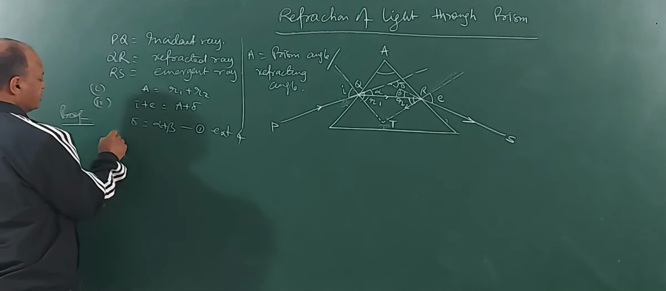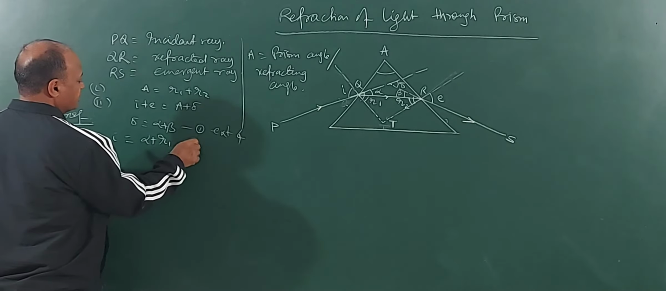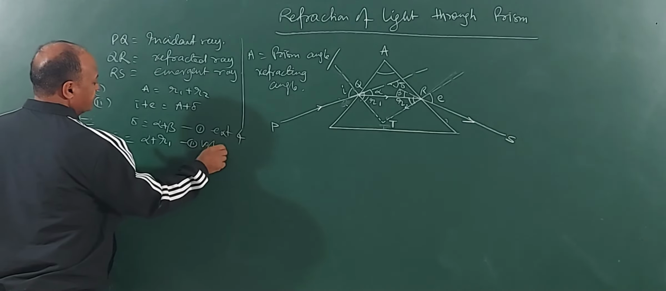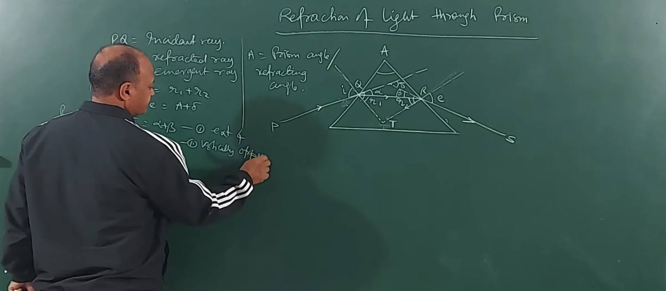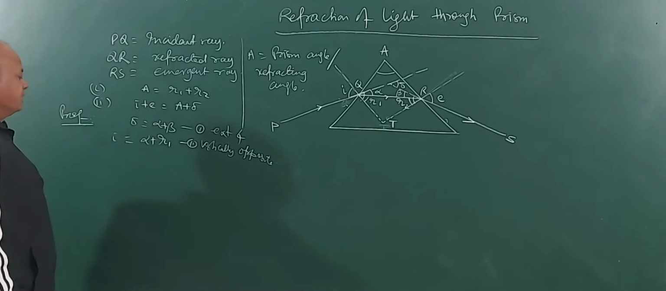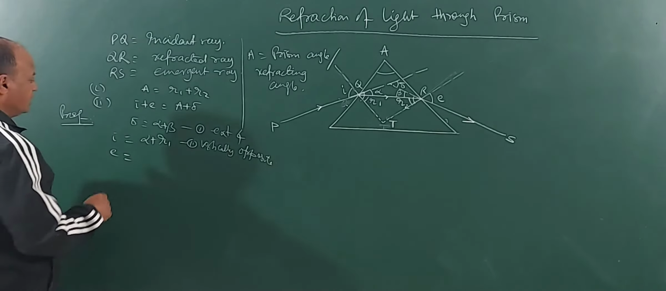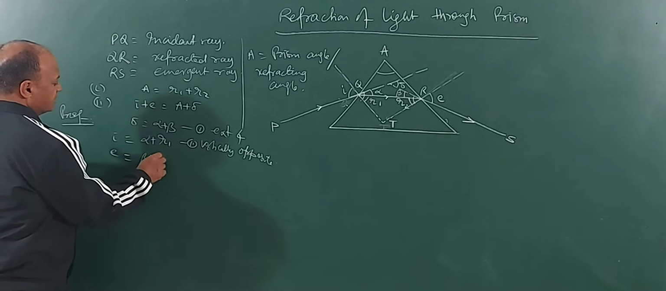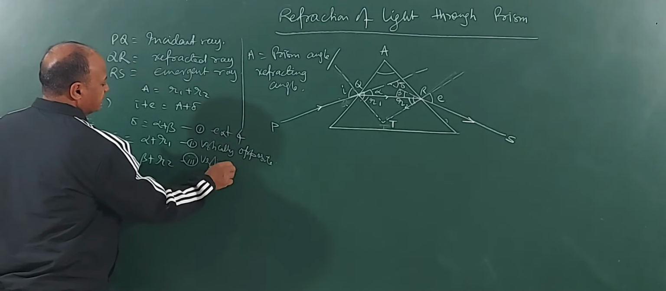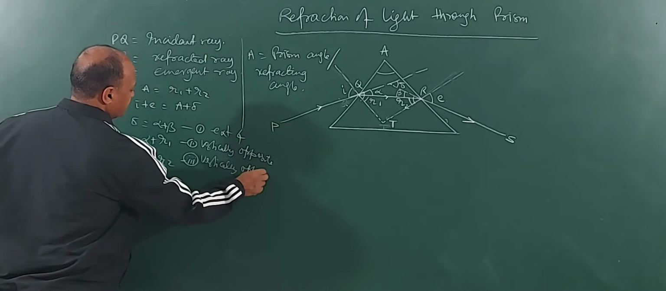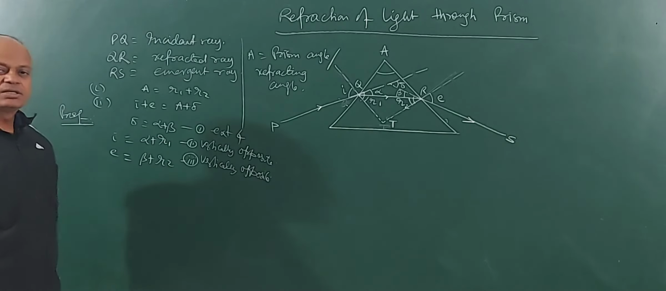We have I is equal to alpha plus R1. The reason is what? Vertically opposite angles. And similarly, E equals to R2 plus beta, or beta plus R2. Reason is same, vertically opposite angles. Clear? So, I got equation 1, I got equation 2 and I got equation 3.